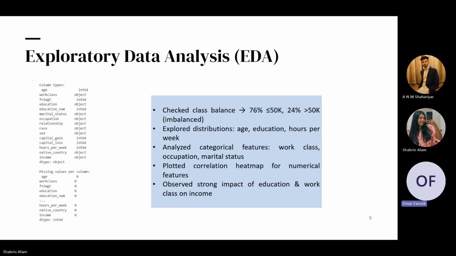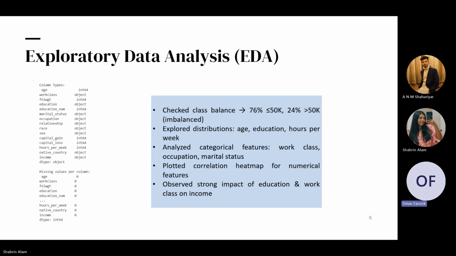Next, we looked at the distribution of the numerical features. For example, most of the people are aged between 20 and 50 with a peak around 35 years old. Most people work 40 hours per week, with a clear spike at 40. For capital gain and loss, the majority of the values are zero, with only a small group showing higher values. We also analyzed the categorical features such as work class and marital status, which showed strong links to income. Finally, we used a correlation heat map. It shows that features like age, hours per week, and capital gain had the strongest correlation with income.